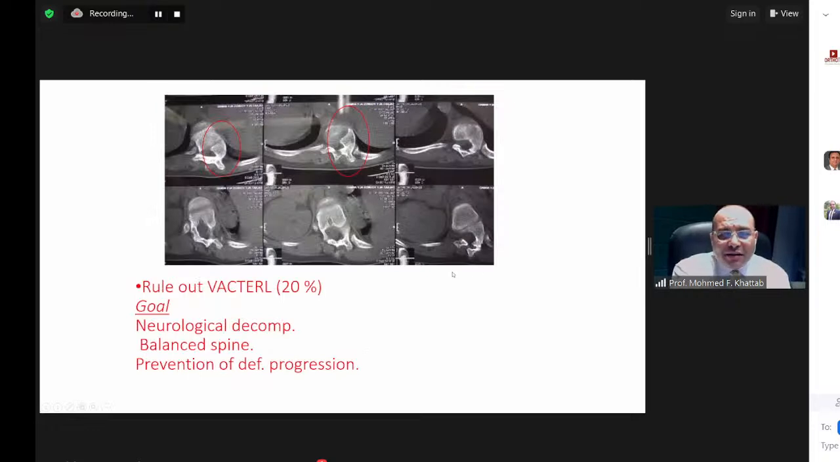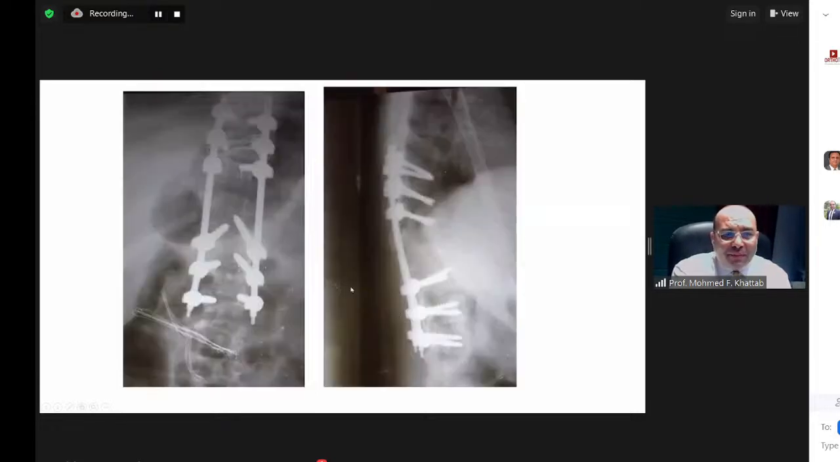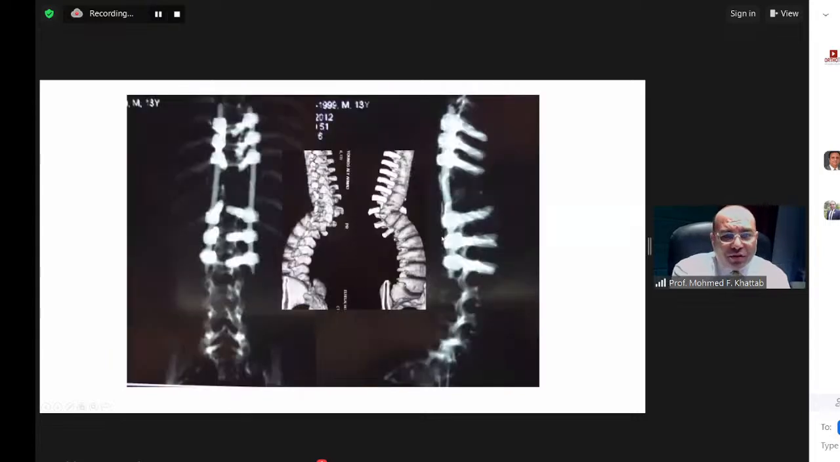In such cases, it is important to rule out VACTERL, which is present in 20% of cases, which is vertebral, anal, cardiac, tracheoesophageal, renal abnormalities. And of course, the goal here is to decompress the neural structures, balance the spine, and prevent further progression. And that's what I did. I removed the hemivertebra, and I did not need to reconstruct anteriorly. I have enough bone anteriorly, and I fixed him. And the patient, for his good luck, improved neurologically after the procedure.